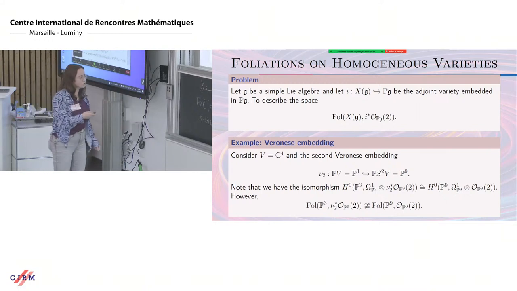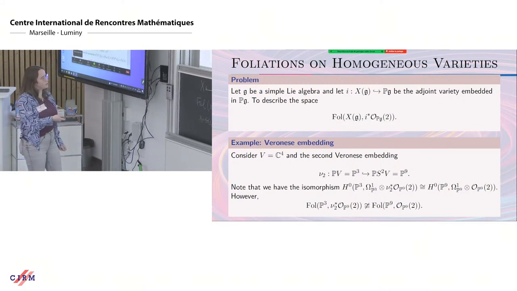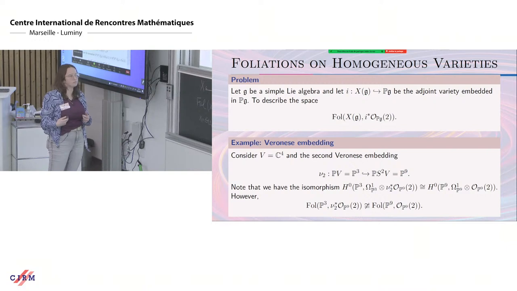So this is an example where we have an isomorphism between the spaces of one-forms, but we don't have an isomorphism between the spaces of foliations, because the foliations of degree 0 on P^9 form one component, and when you look at the foliations on P^3 having degree 2, we have 6 components. So we want to see the other components, where they come from, and to see if we can describe this from the point of view of representation theory.